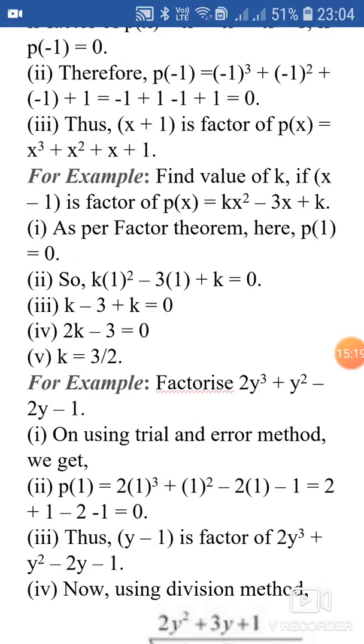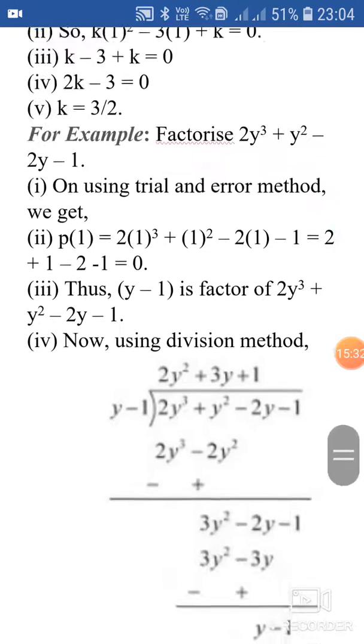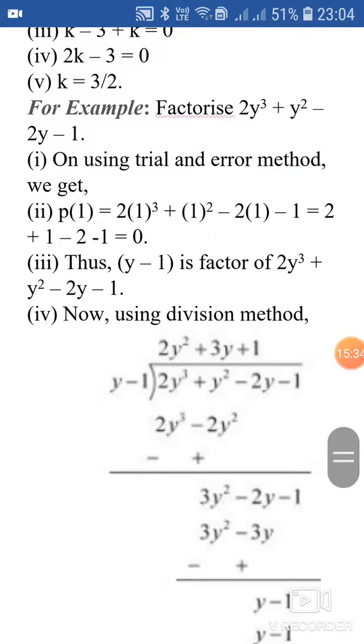So there are two different types of question. In one, you have to prove that one polynomial is a factor of another polynomial, and in the second one we have to find the unknown value of k. Then the third one is factorization. Factorization, you know, is an important question, a very important question for 3 marks.